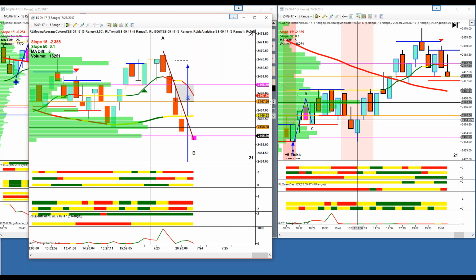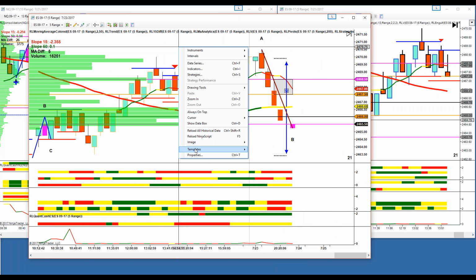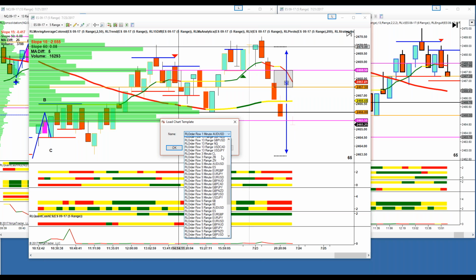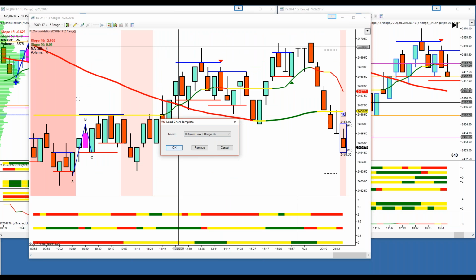the candle surrounding. Now what you're going to do when you get it, all you have to do is right-click, go to templates, go to load, because we're going to give you this template. And you're going to go to the 5-range E-mini. You're going to hit OK. And there's your chart. Starting to load. It's got a lot of information that's got to be inserted. Let's give it a minute.